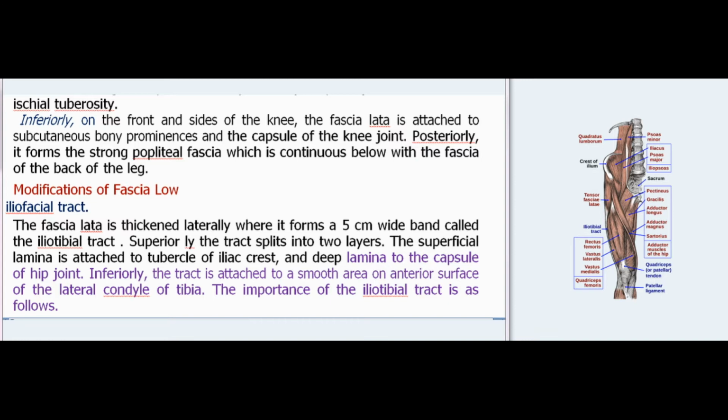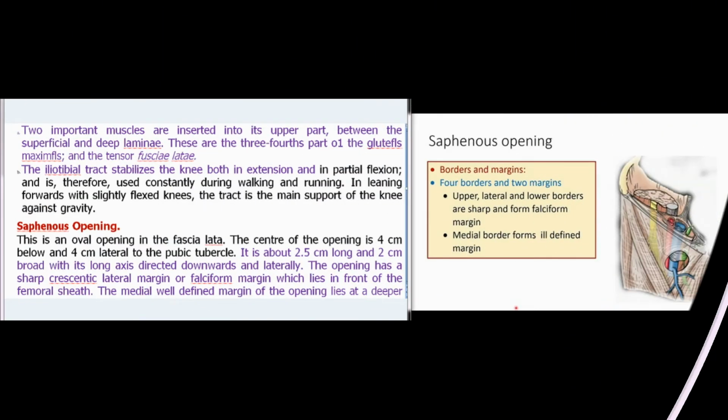The importance of the iliotibial tract is as follows. Two important muscles are inserted into its upper part, between the superficial and deep laminae.